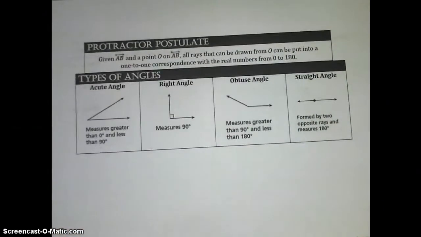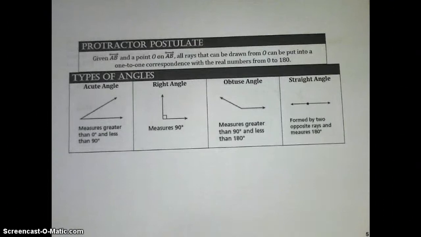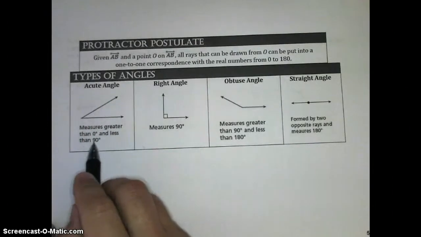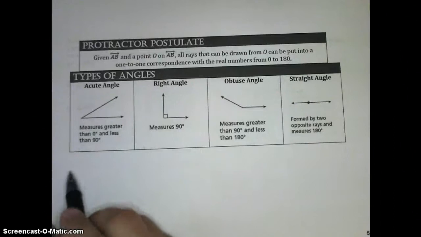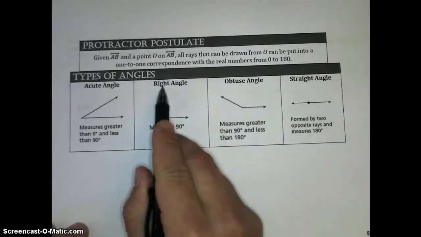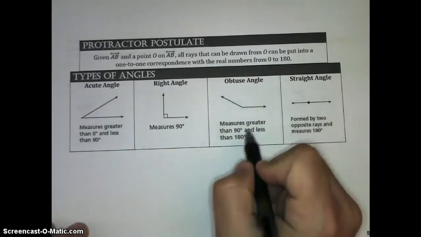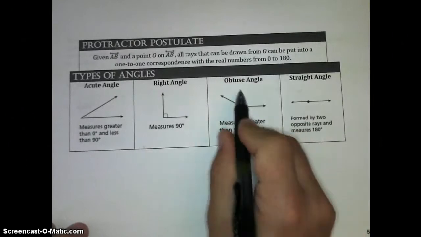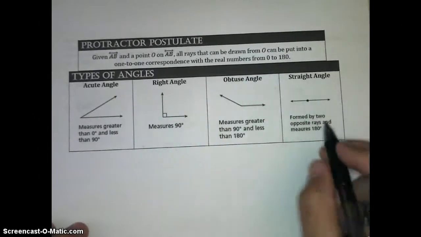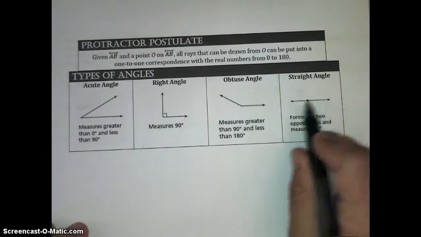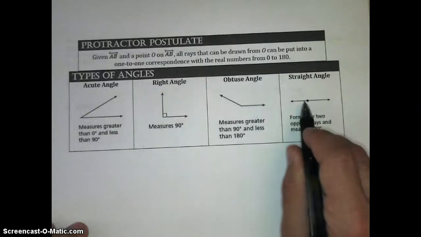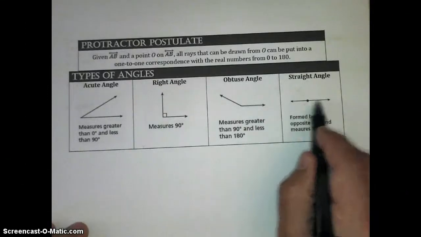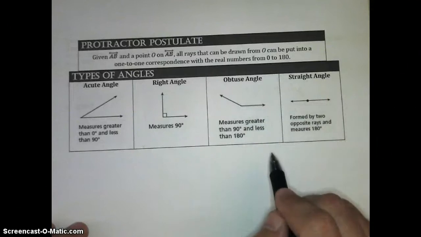We have some types of angles we need to identify. Okay, an acute angle is any angle that measures between 0 and 90 degrees, not including either one of those. If it measures exactly 90 degrees, we call that a right angle. If it measures greater than 90 but still less than 180 degrees, we call it an obtuse angle. And a straight angle is formed by two opposite rays. Okay, they share a vertex, and then the non-common sides, or those rays, form a straight line.